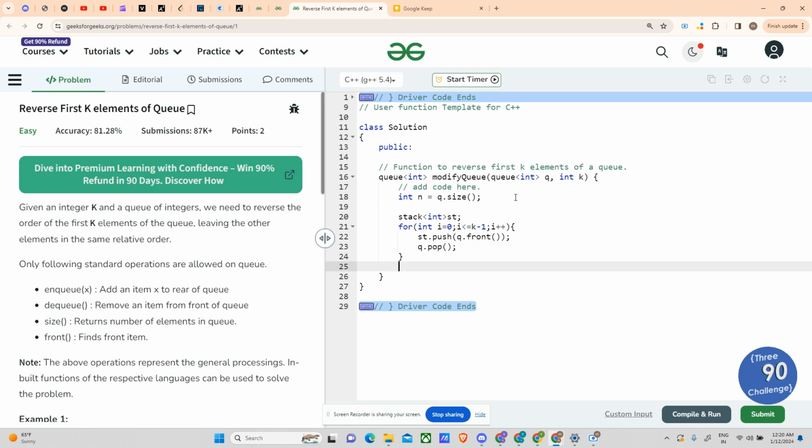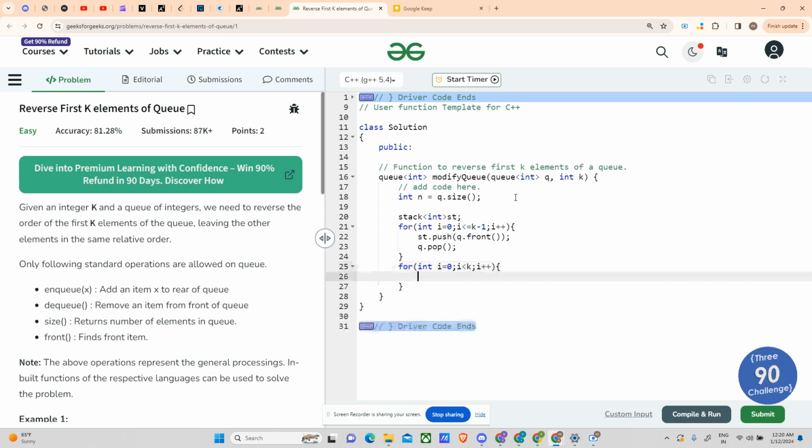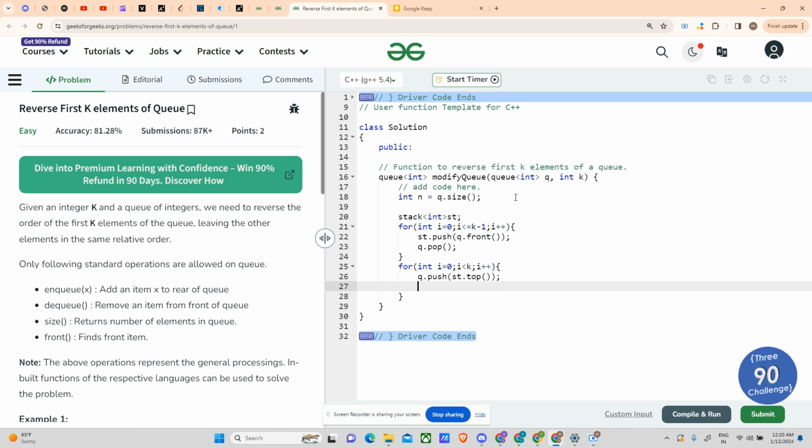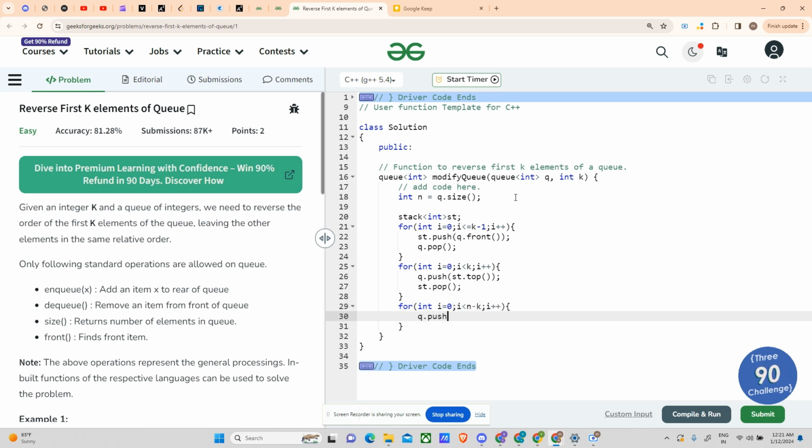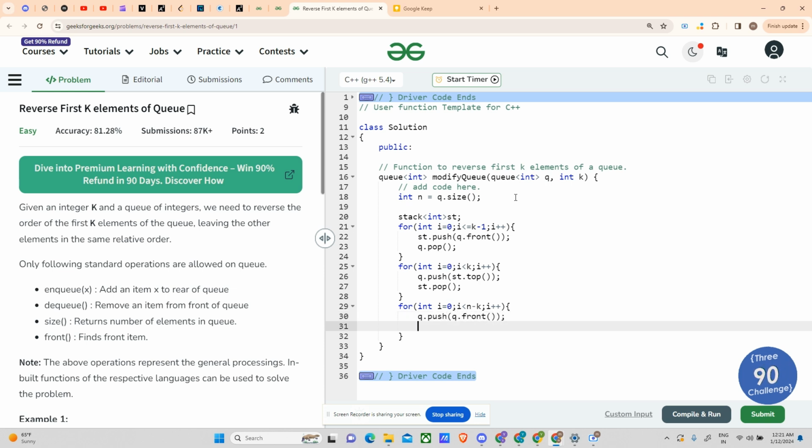Our second step was to insert those elements from the stack into the queue back. So for int i going from 0 up till k, i++, now q.push(stack.top) and stack.pop. Second step also done. Coming back to the third step, that is push all the n minus k elements from the starting till the end. That is for int i equals 0, i less than n minus k, i++, q.push(q.front), and then q.pop.